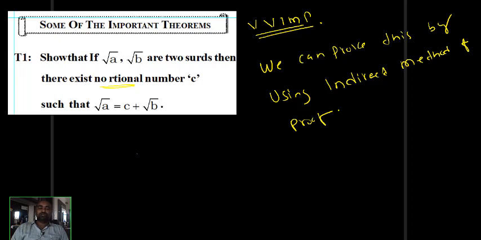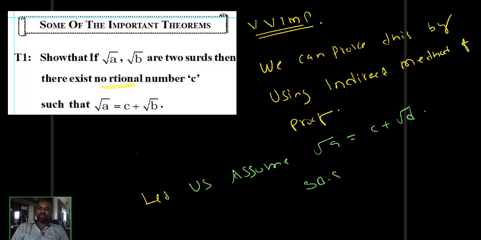Okay. So let us assume root a equal to c plus root b. Squaring on both sides, root a whole square equal to c plus root b whole square. That is, a equal to c square plus b plus 2c root b.